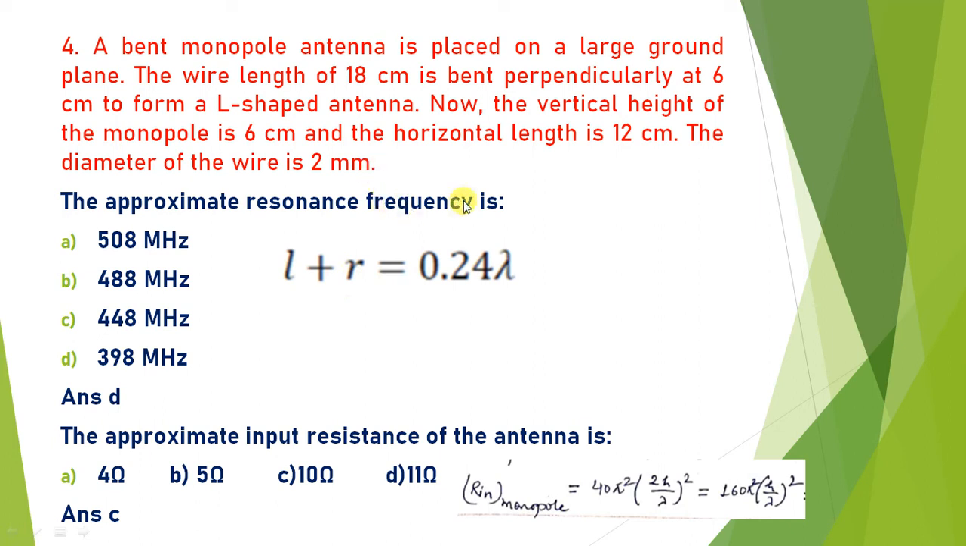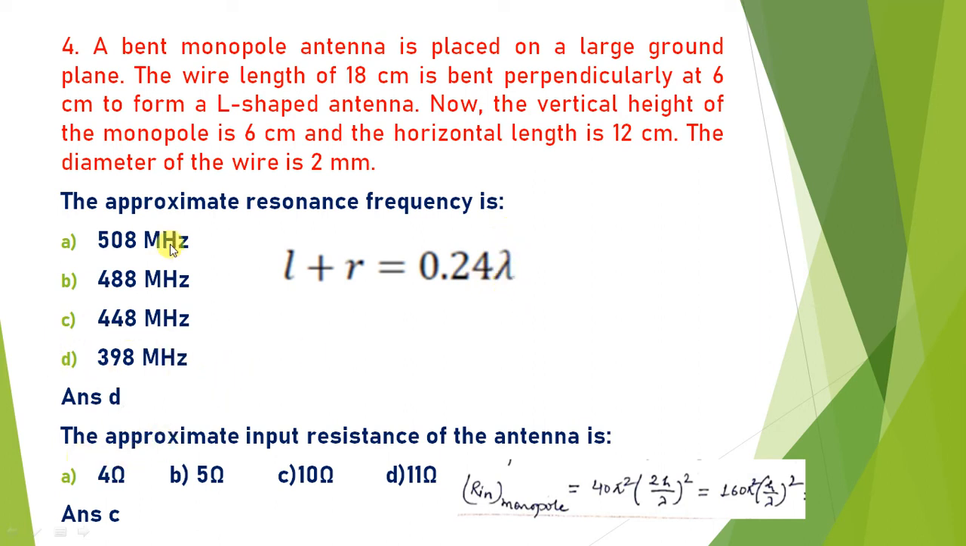Here this antenna is not printed. So take lambda is equal to C by F, and find out the value of F. If you find the frequency, it will give you 398 megahertz. Simply take L is equal to 18 centimeter, R is equal to 1 millimeter. Convert all the units to centimeter, or you can convert all to meter. Take the unit the same, 0.25 lambda is equal to C divided by F, and find out the value of F.